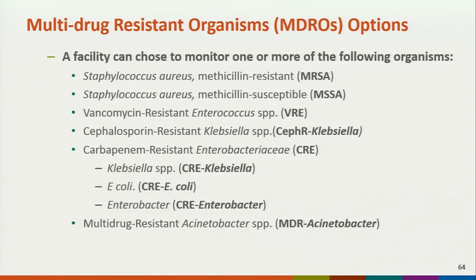When a facility chooses to follow CRE, the facility must include all 3 of the CREs that I've listed here. So that includes Klebsiella species, E. coli, and Enterobacter. And then users also have the option to follow and report multi-drug resistant Acinetobacter species.